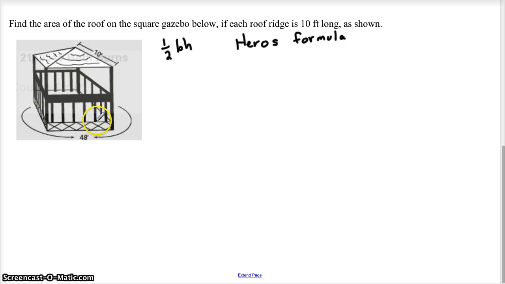It tells me that it's 48 feet all the way around. Since it's a square, I know that each side is the same length. So one side will be 48 divided by 4, I'm sorry, not 2. So each side is 12 feet long, and I can label this 12. If this is 12 along here, I also know that it's 12 up there.